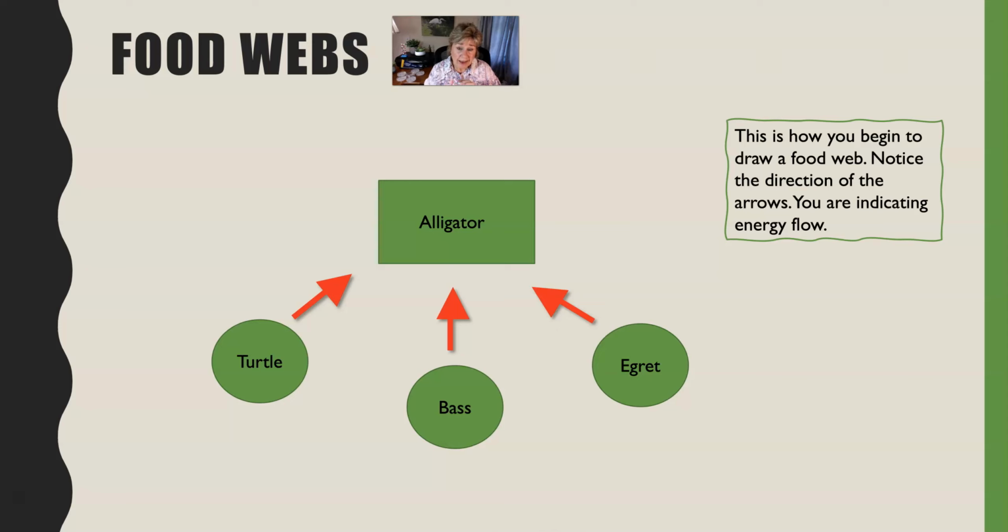And so alligators eat. You'd think the arrows would go in the other direction. That's not true. The alligators eat turtles, bass, that's a kind of fish, of course, and egrets, which is a kind of bird. But the energy flow goes from those organisms that are consumed by the alligator to the alligator, because the alligator benefits from those organisms. So that's how you draw the arrows in a food web. Show the flow of energy. How is the energy moving through the food web?